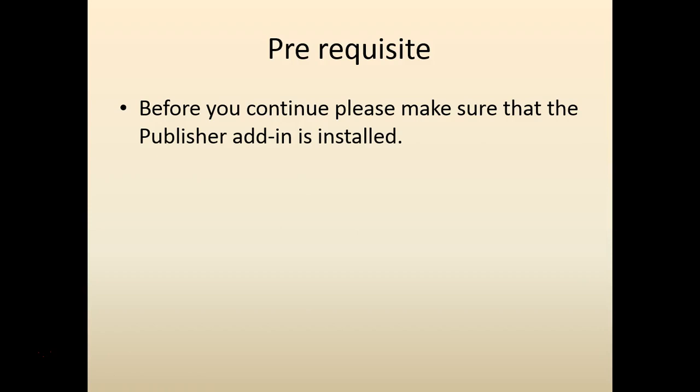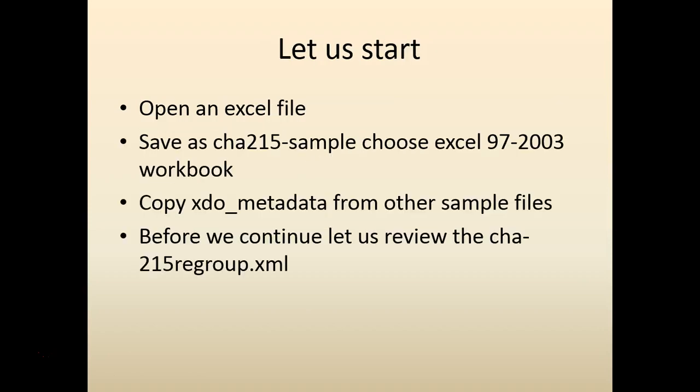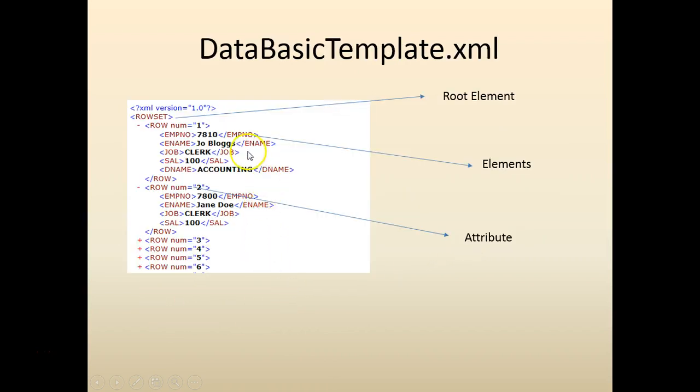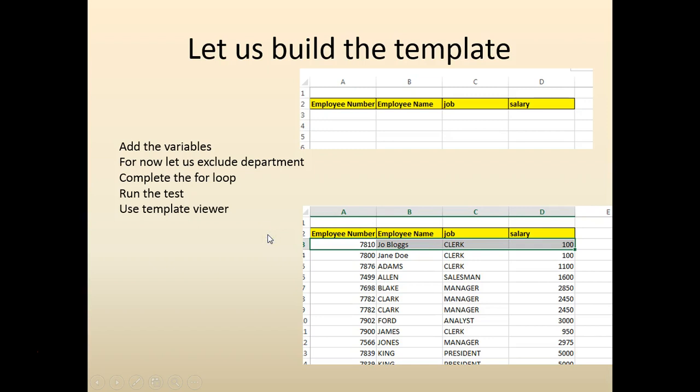Just make sure that the BI Publisher add-in is installed. So we can start by making sure you create the Excel file and copy the XDO metadata. Before we continue, let's look at the XML file. The XML file is simple and straightforward, with a root element. We have been using the same XML file for a long time. So these are the elements. This is the attribute.